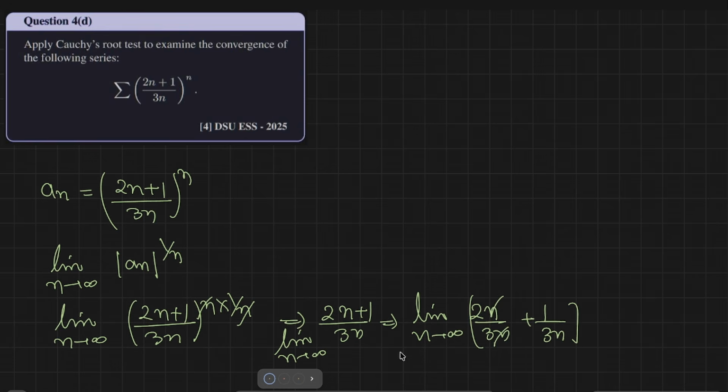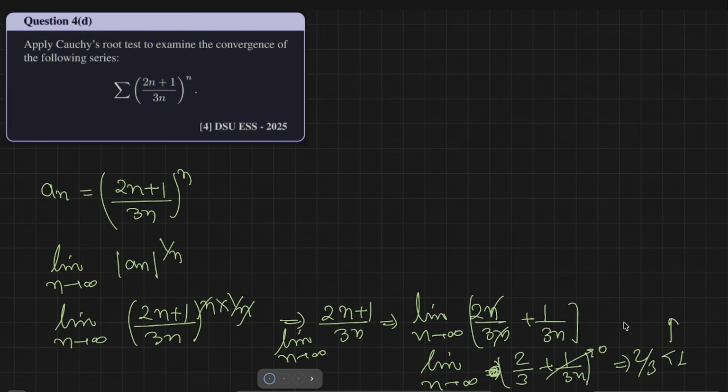Here n and n will get cancelled. So it will be limit n tending to infinity of 2 by 3 plus 1 by 3n. This will be 0. The value of the limit will be 2 by 3, and 2 by 3 is less than 1. Once it is less than 1, then by using the Cauchy nth root test, it is convergent. Because if L is less than 1, then it is convergent. Okay, this is how you can find the solution.